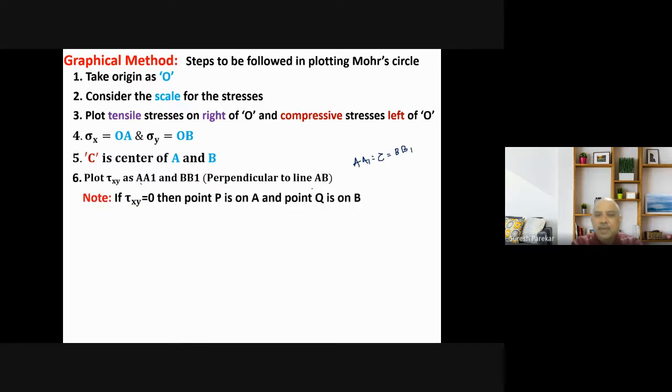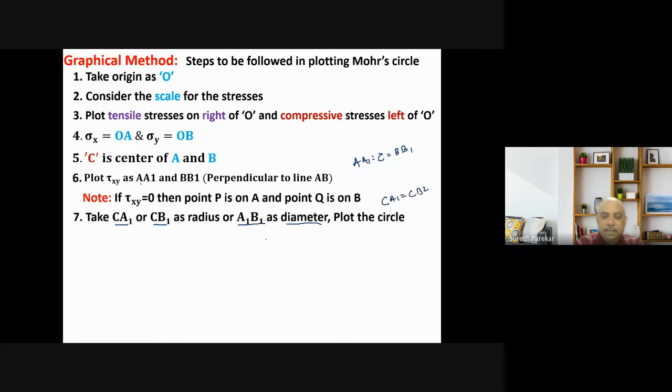Now if tau is 0, then point A1 is on A and point B1 is on B, which we have seen in the last video. Now we are going to connect A1 B1, and this line A1 B1 passes through center C, and therefore A1 B1 will act as the diameter of the circle, and then CA1 will be the radius of the circle, equal to CB1. So we have CA1 equal to CB1, and these are the radii of the circle. Then we will plot the circle, and after this we are going to measure angle 2 theta.